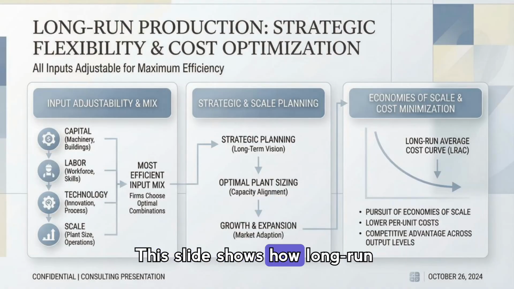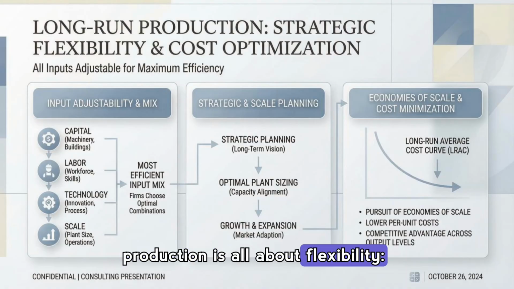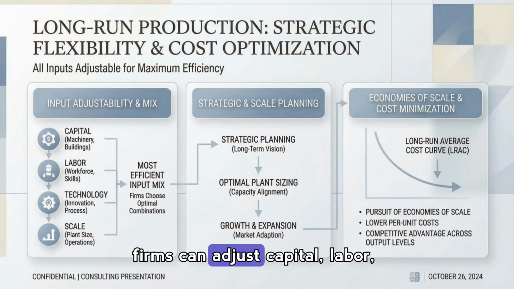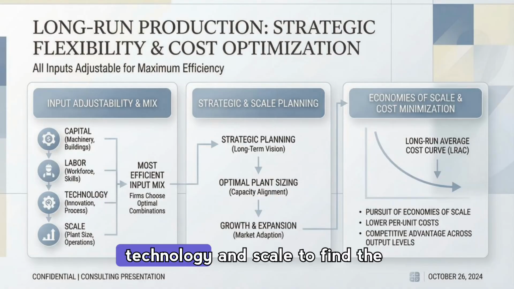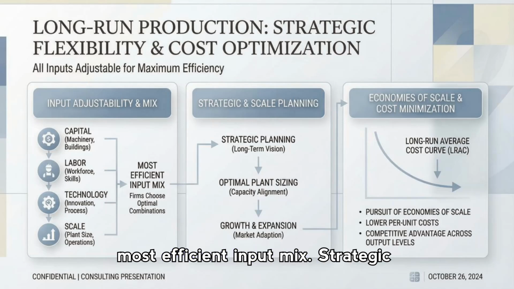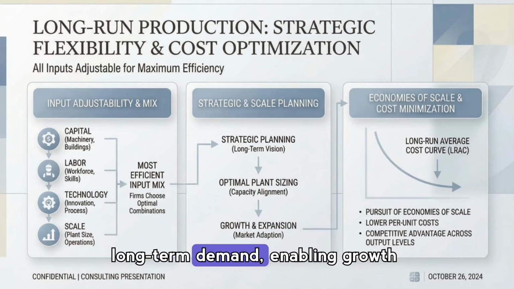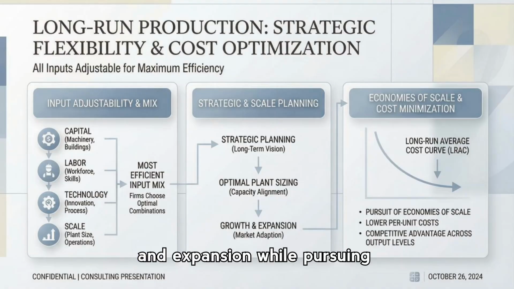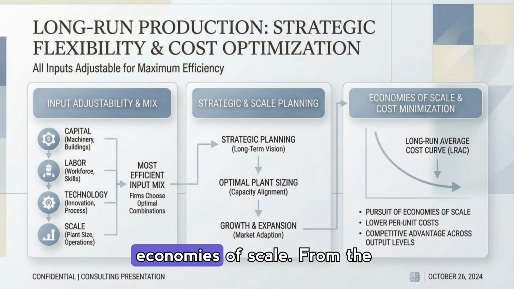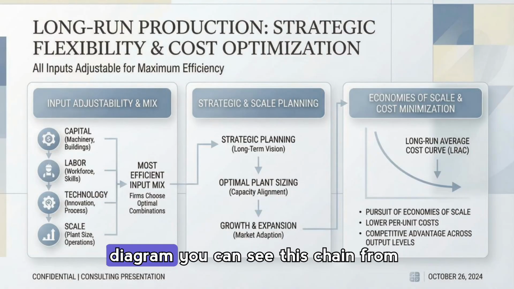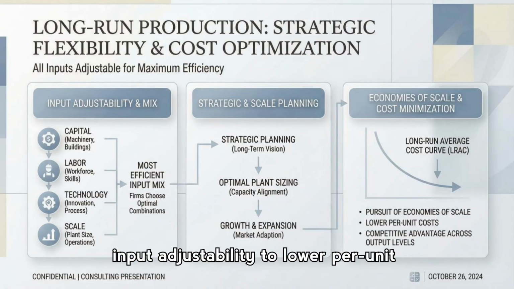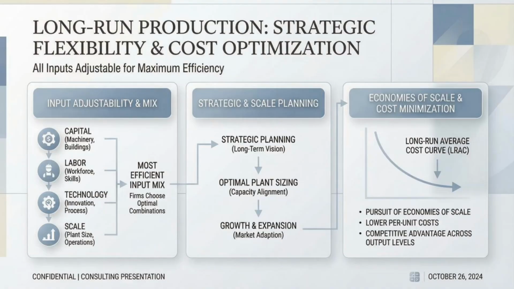This slide shows how long-run production is all about flexibility. Firms can adjust capital, labor, technology, and scale to find the most efficient input mix. Strategic planning aligns plant size with long-term demand, enabling growth and expansion while pursuing economies of scale. From the diagram, you can see this chain from input adjustability to lower per-unit costs and sustained cost minimization.